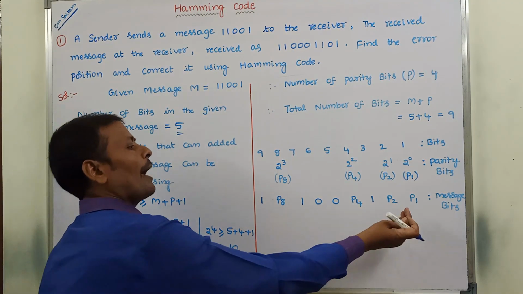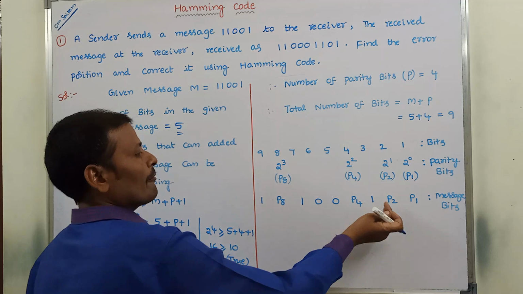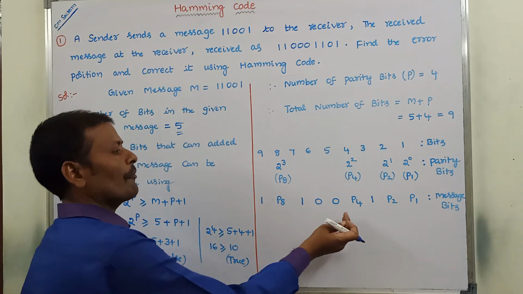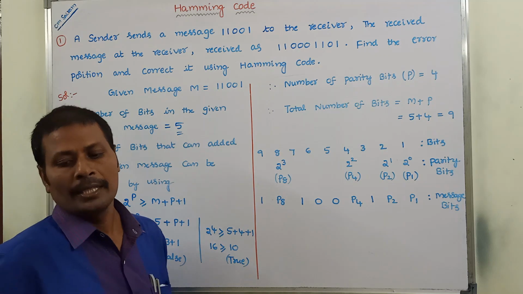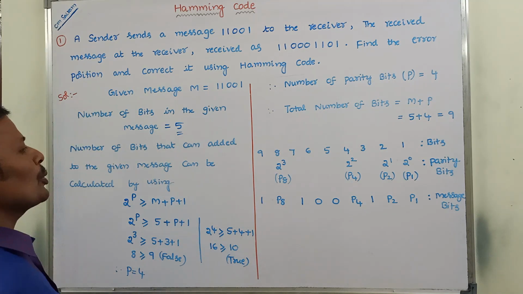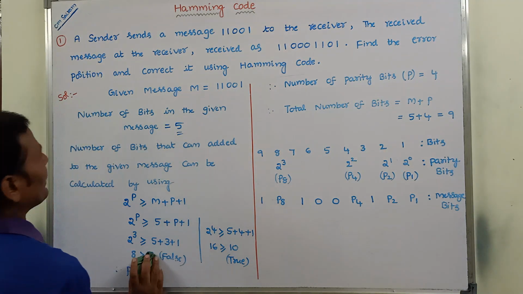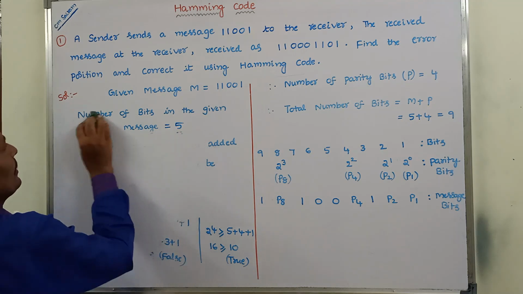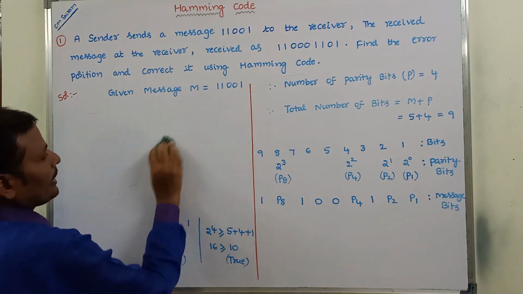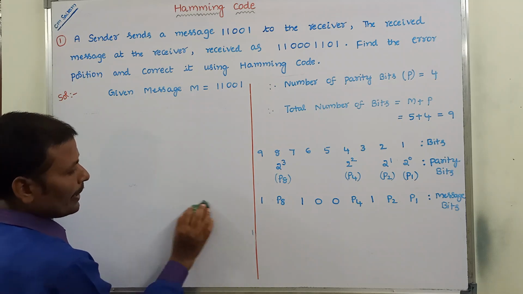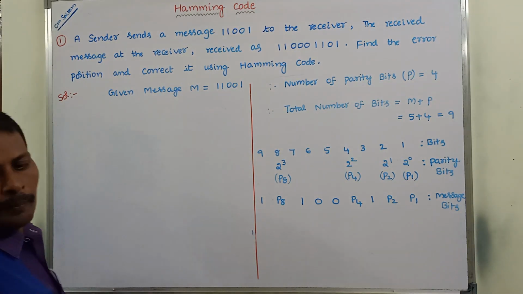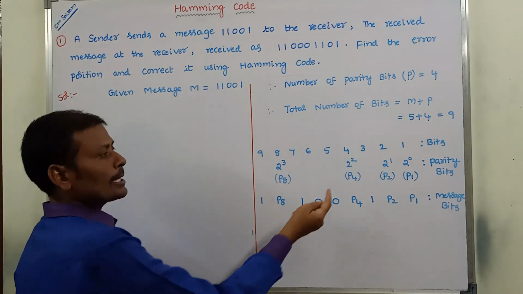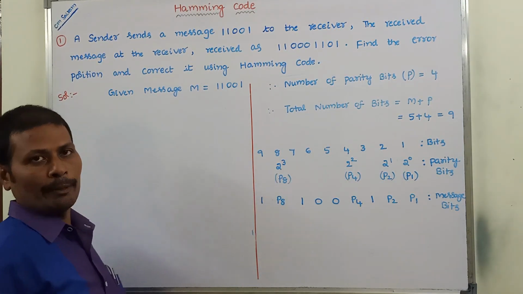What is the value of P1? What is the value of P2? What is the value of P4? What is the value of P8? So for that purpose, how to calculate the parity bits? For calculating the parity bits, first we have to write the binary numbers for the given 9 bits.